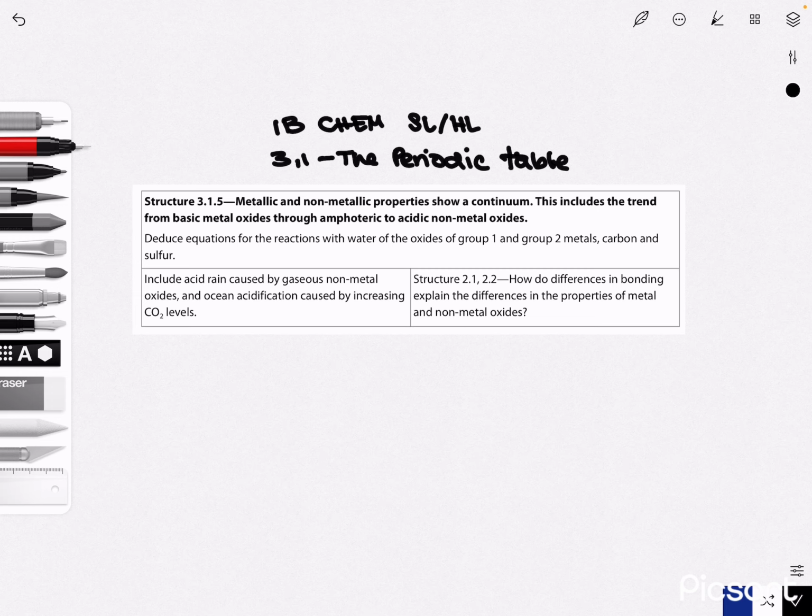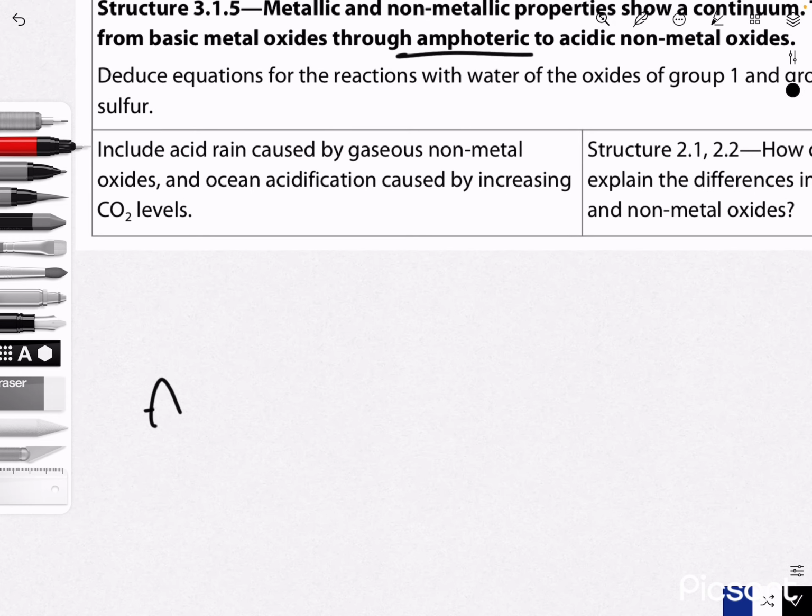Today we're going to be looking at structure 3.1.5, which is metallic and non-metallic properties show a continuum, including the trend from basic metal oxides through amphoteric to acidic non-metal oxides. So first let's just look at this little word over here, amphoteric. What does that mean?